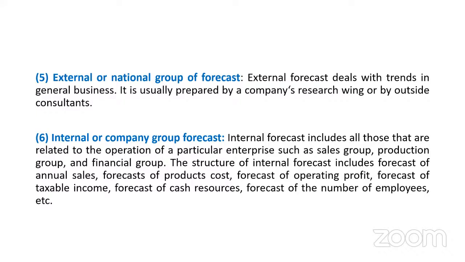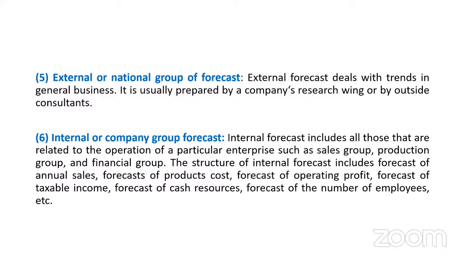Internal forecast includes all those that are related to the operations of a particular enterprise, like a group of production centers, like the Mafatlal group, DCM group, like that, and, let's say, for the production in terms of the group, the financial group, you can take the example of the financial group also. So these are the groups. That means the company. Inside the company group, we have to predict it.